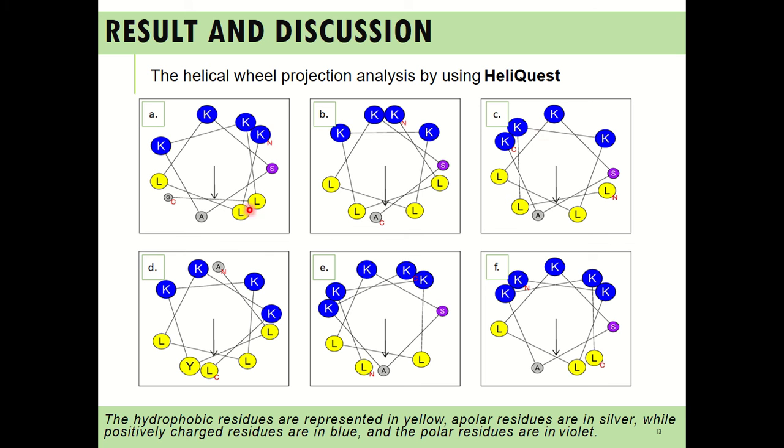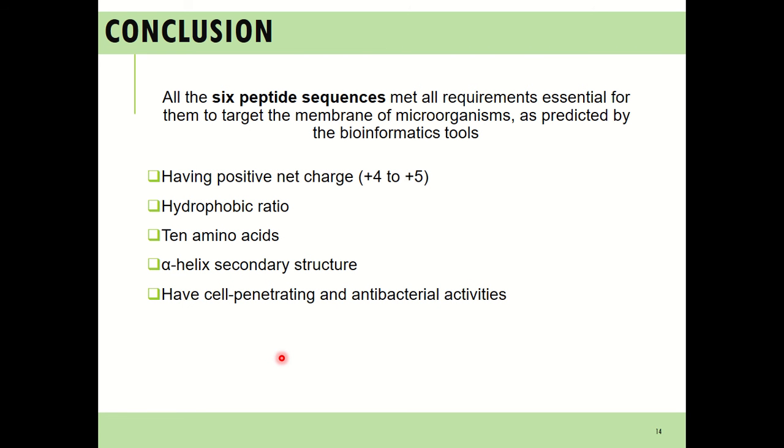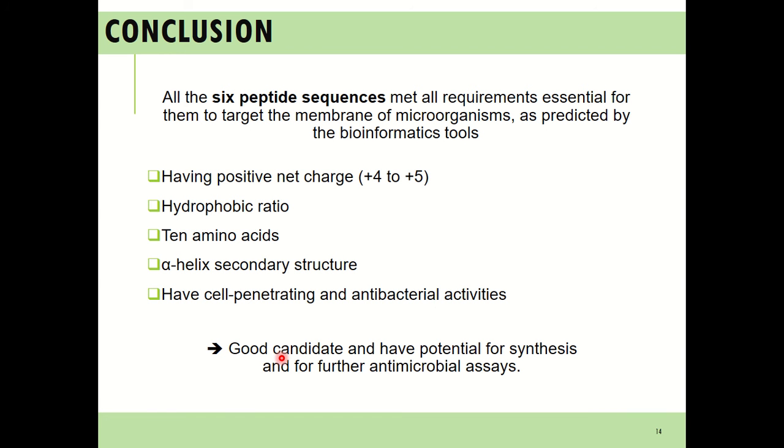And this wheel diagram leads to the conclusion that all of them have well-defined segregation of polar and lipophilic phase, which means their alpha helix seems to be amphiphilic, which can be the basis of their antimicrobial action. Therefore, all six peptide sequences met all the requirements essential for them to target the membrane of microorganisms as predicted by our bioinformatic tools, such as having a positive net charge around 4 to 5, having a low hydrophobic ratio, being short, only 10 amino acids, and having an alpha helix secondary structure, and also predicted to have cell-penetrating and antibacterial activities. Therefore, they are good candidates and have potential for synthesis and further antimicrobial assays.